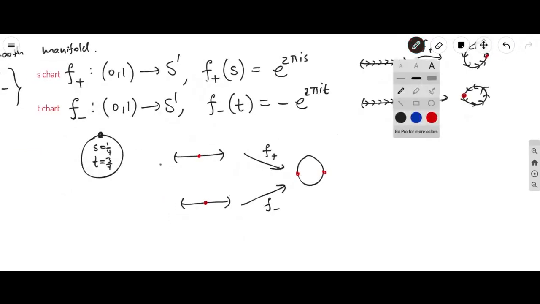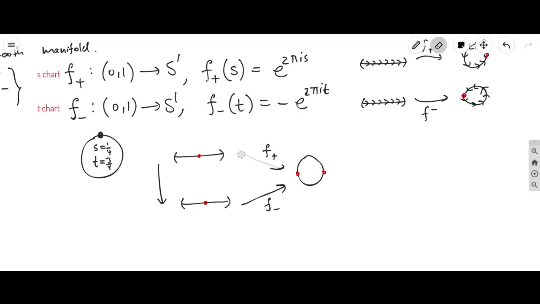And then you have a map mapping this open set to that open set, and that map would be F plus followed by, so this will be F plus composed F minus inverse. So what is this map? So F minus inverse composed F plus.